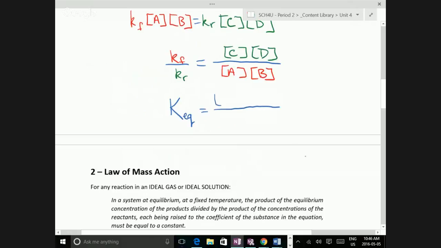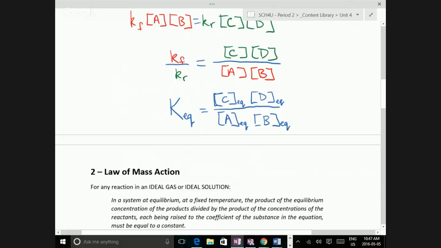And then I want to say that the equilibrium constant is equal to the concentration of C at equilibrium. I can't just take any concentration of C. I have to wait until the reaction is at equilibrium and then measure its concentration. Likewise, I have to wait until the reaction is at equilibrium and then measure the equilibrium concentration of D, and for A and for B.